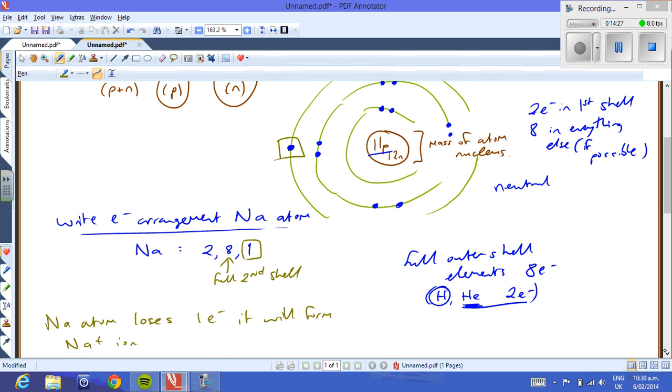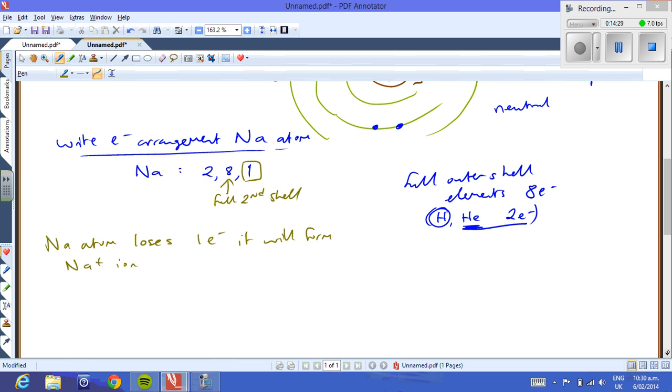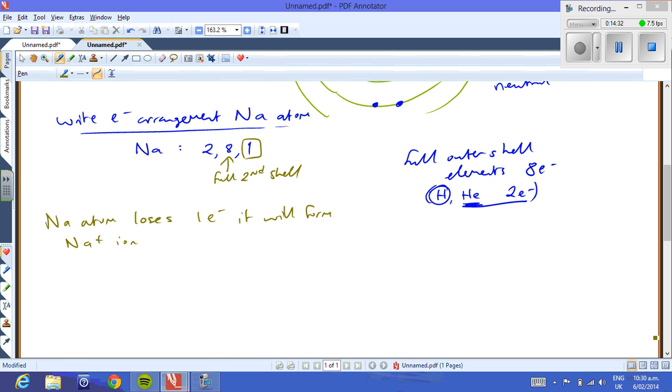So ions are basically charged atoms, and the atom becomes charged because it has lost or gained electrons. Now the reason a sodium ion has an overall positive 1 charge is because the atom had 11 protons. If you remove 1 electron, then it will now have 10 electrons. So therefore you have 11 positive charges and 10 negative charges, so an overall charge of +1 on the ion. That's why sodium ion is Na plus.